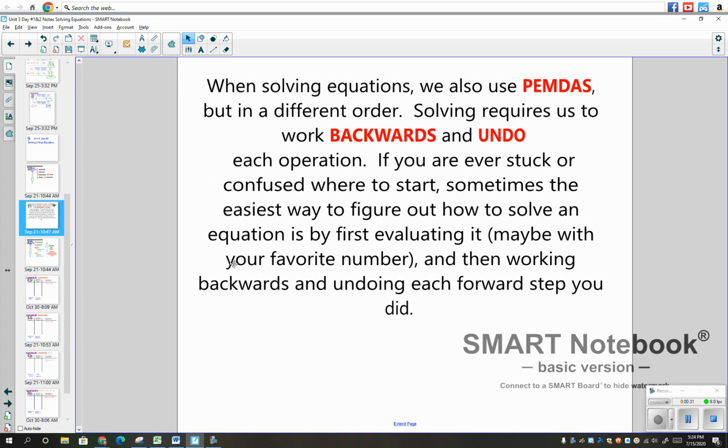When solving equations, we're going to also use PEMDAS, but we're going to do it in a different order. Solving is going to require us to work backwards and undo each operation. If you're ever stuck or confused where to start, sometimes the easiest way to figure out how to solve an equation is by first evaluating it, maybe with your favorite number. Pick any number you want, and then work backwards and undo each forward step that you did.